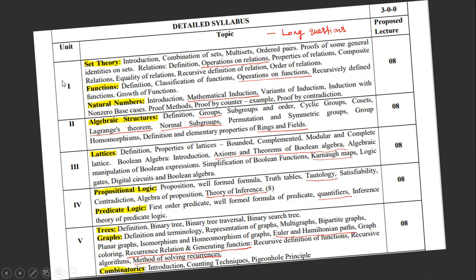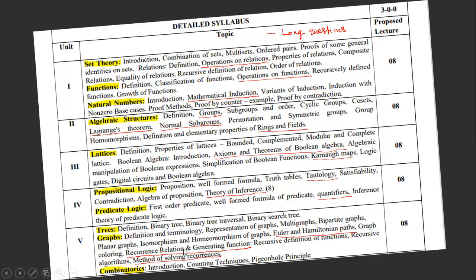From all these units you can expect long questions from the underlying topics in red colors, like operations and relations, operations and functions, mathematical induction, groups, Lagrange theorem, normal subgroups, rings and fields, then axioms and theorems in Boolean algebra, also from lattices, tautology and theoretic inferences, quantifiers, and from graphs you can take questions like Eulerian and Hamiltonian paths.